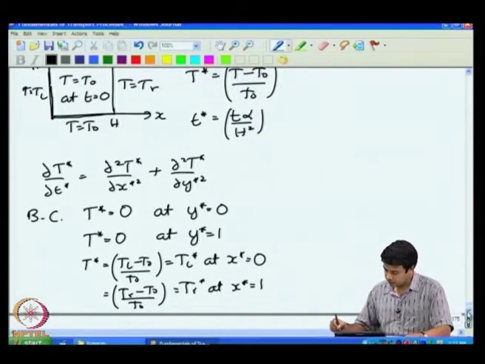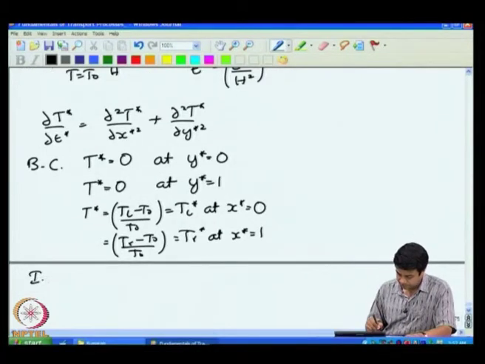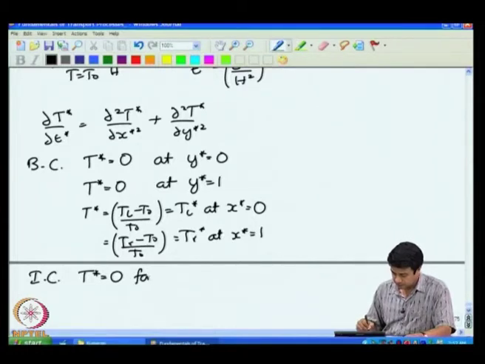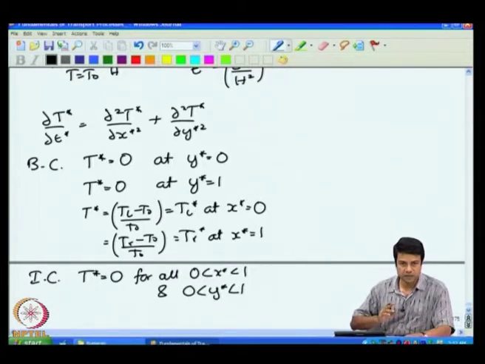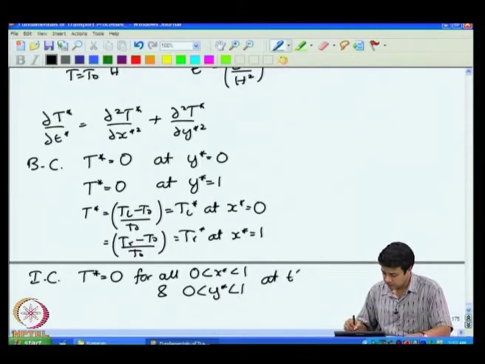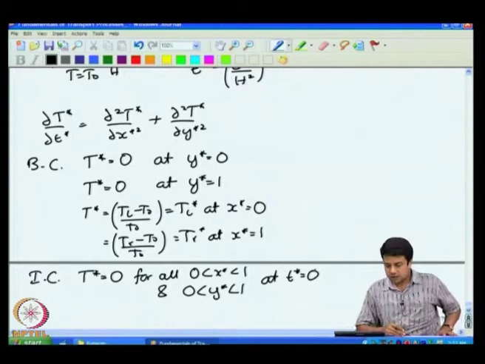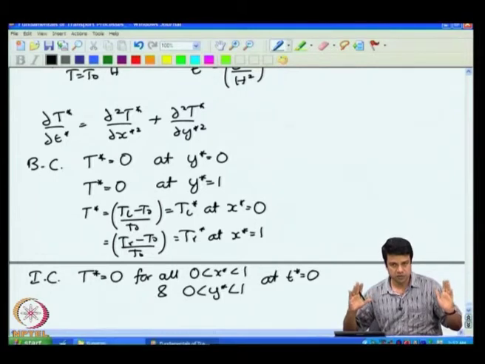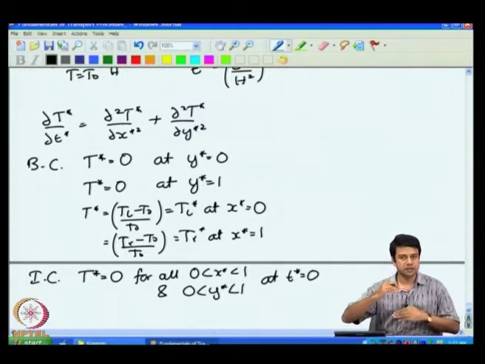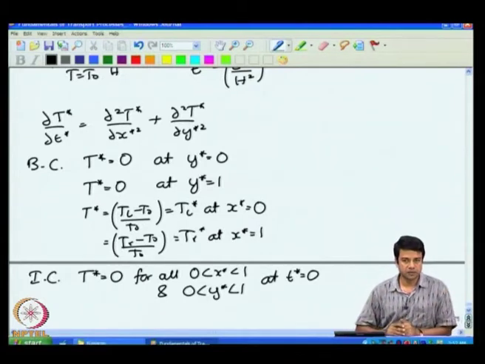I also have initial conditions. T star is equal to 0 for all 0 less than x star less than 1 and 0 less than y star less than 1. Everywhere within the domain T star is equal to 0, because T is equal to T naught at the initial time t star is equal to 0. So, at the initial time the temperature is equal to 0 everywhere, and at that particular time you have put in two sources on the right and the left. There is constant temperature conditions on the top and the bottom, and you want to find out what is the temperature profile as a function of time.